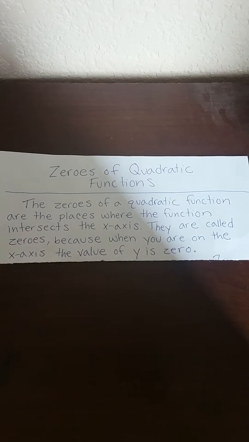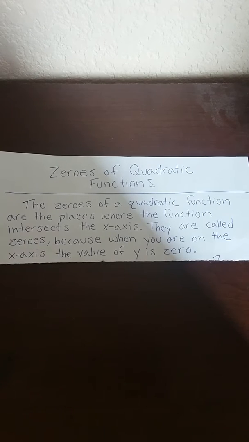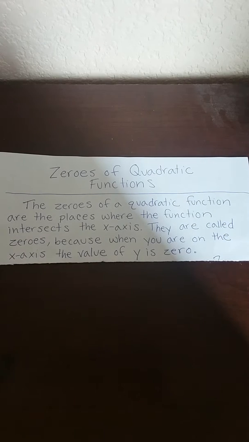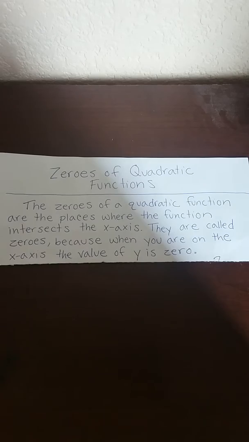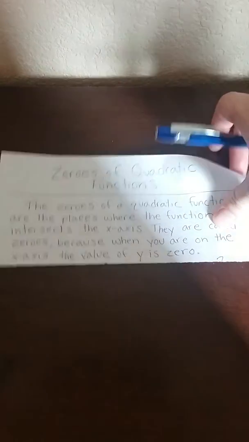Algebra students, today's lesson is on zeros of quadratic functions. The zeros of a quadratic function are the places where the function intersects the x-axis. They are called zeros because when you are on the x-axis, the value of y is 0. They can also be called x-intercepts or roots of the equation.